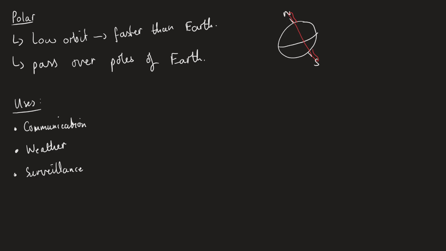I think the most important thing you want to take from this video is that geostationary and geosynchronous orbits have the same time period as the Earth, which means their time period is 24 hours. But always remember to convert it into seconds.